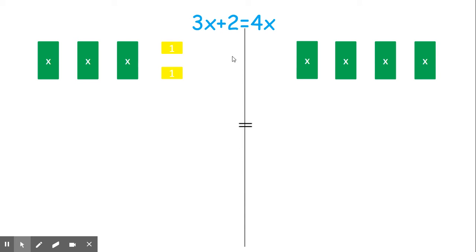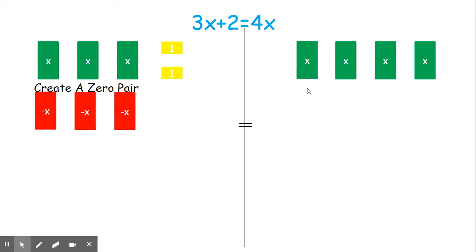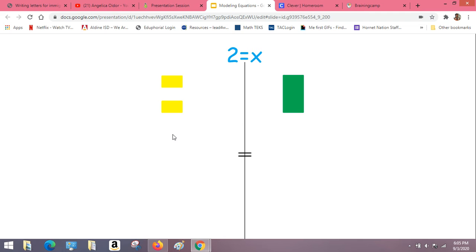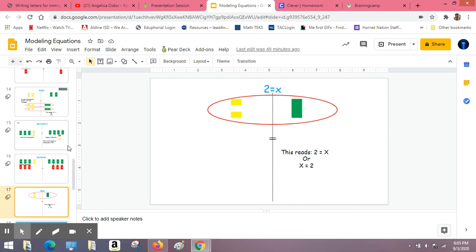Okay, so we're getting closer to our objective, which is to get the value of 1x. So I'm going to move my x's to the other side by creating my zero pairs. So if I have 3, I'm going to subtract by 3. And what I do to my left side, I do to the other. So if I subtract the 3, I subtract 3 on the other side. Okay, so now I'm left with 2 equals 1x. So 1x equals 2. And that is it.